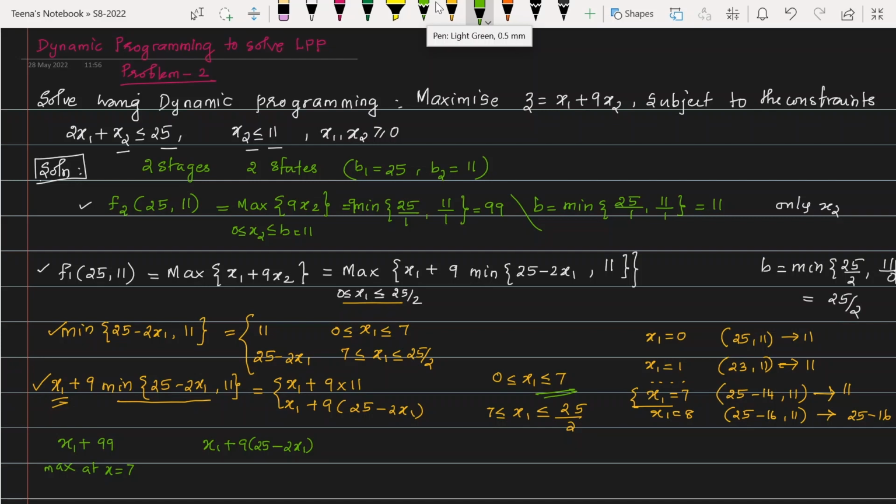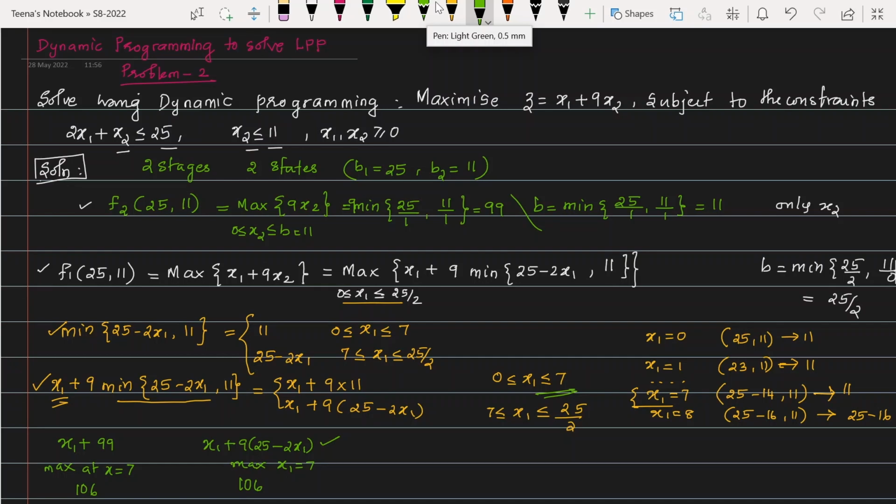So at x1 equal to 7, this becomes 99 plus 7, it is equal to 106. And in the second part of this expression, x1 is subtracted. So the second part also attains its maximum at x1 equal to 7, or at its lower value. So here also the maximum is at x1 equal to 7, and that maximum value is 25 minus 2 into 7, so 25 minus 14, 11. 11 into 9, 99 plus x1. That maximum value is also equal to 106.